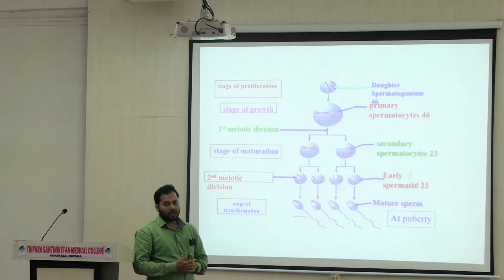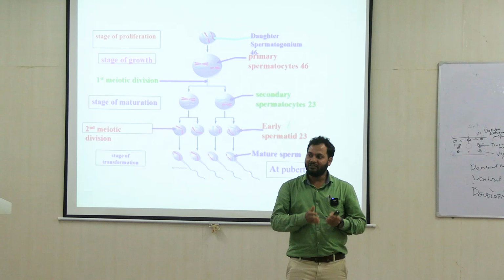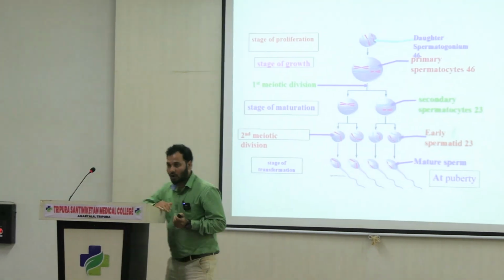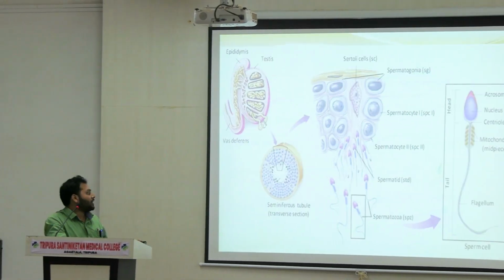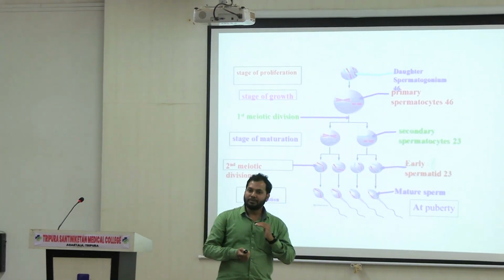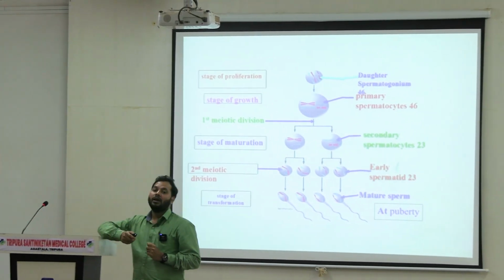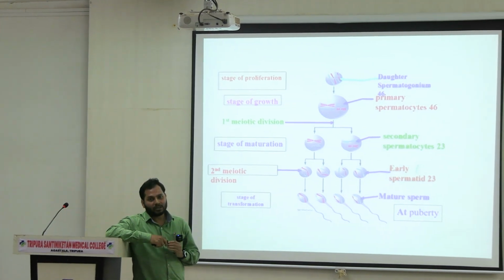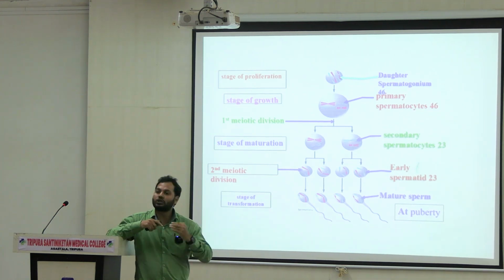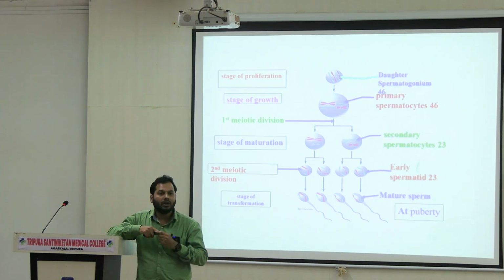Now, the question is, at what time does spermatogenesis start? Whether it starts at the very beginning of life or at a specific period of the lifespan. Spermatogenesis actually starts at the pubertal phase. This is one of the most important features of gametogenesis. Another important feature is that spermatogenesis, the formation of sperm cells, starts at puberty and continues until death, right? This is a very important feature of the male reproductive system.